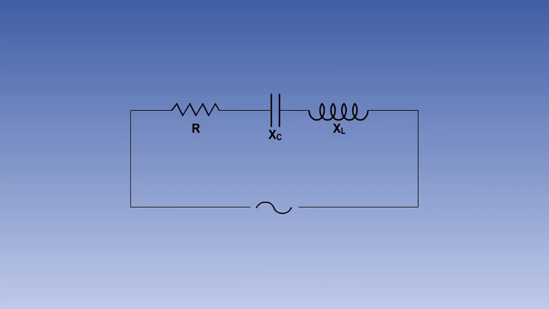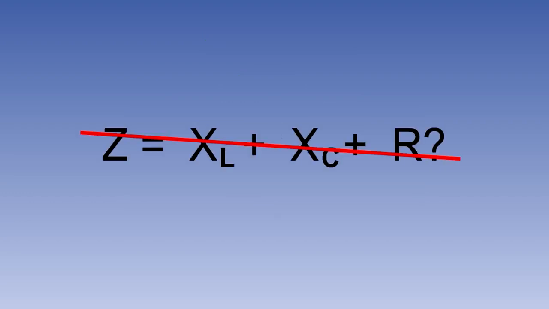The total opposition to current flow in an AC circuit is a combination of resistance, inductive reactance, and capacitive reactance. It is known as impedance. It is measured in ohms and given the symbol Z. Because of the differing phase relationships between the voltage and current in inductive, capacitive, and resistive components, inductive reactance, capacitive reactance, and resistance cannot simply be added together.